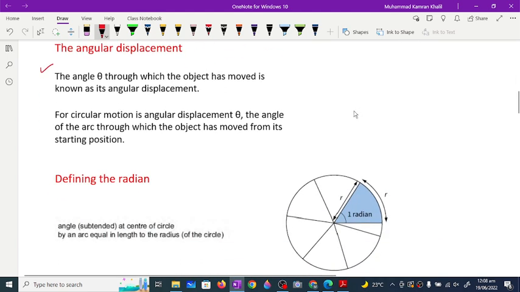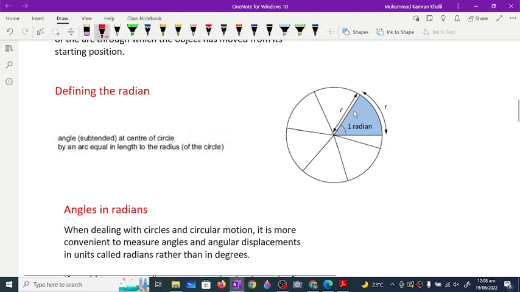Now we will define the radian. This is a very particular and important term related to circular motion, and I have taken this definition from the past papers. The radian is the angle subtended at the center of the circle by an arc length which is equal to the radius of the circle.